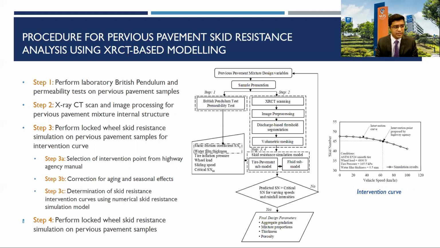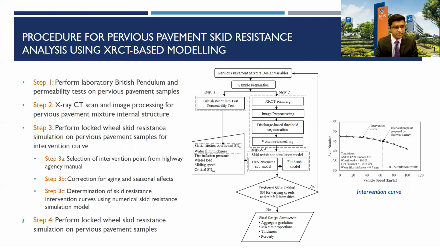In this, the procedure has 4 different steps. The first step involves the usage of the laboratory British pendulum test and permeability test. The second step involves the XRCT-based scanning and digital image processing. The third and fourth steps involve the usage of the skid resistance simulation model.